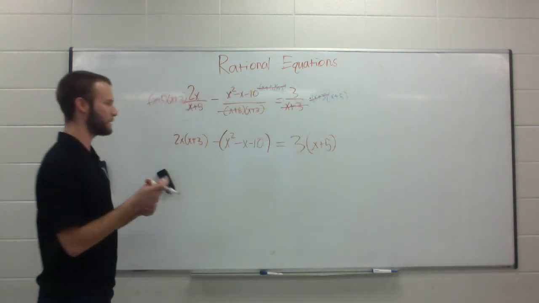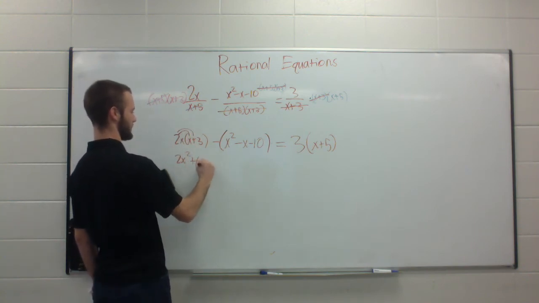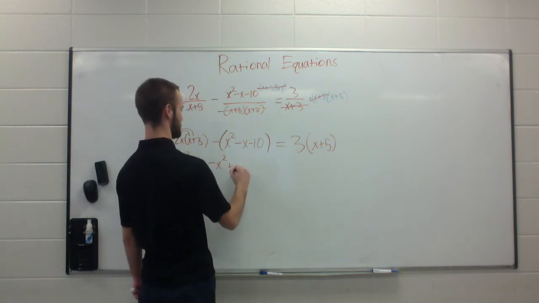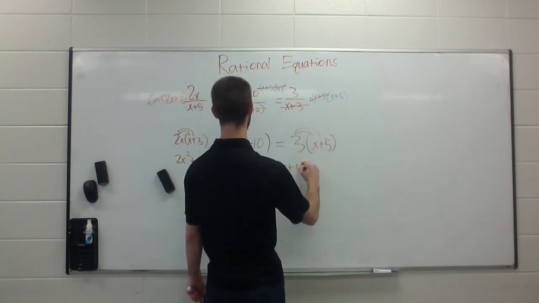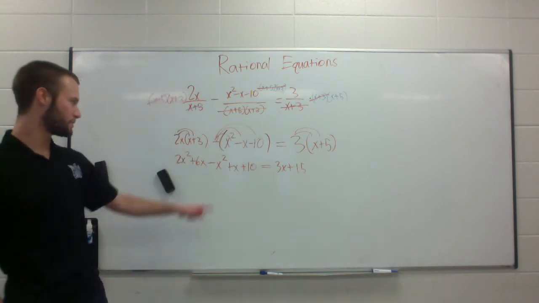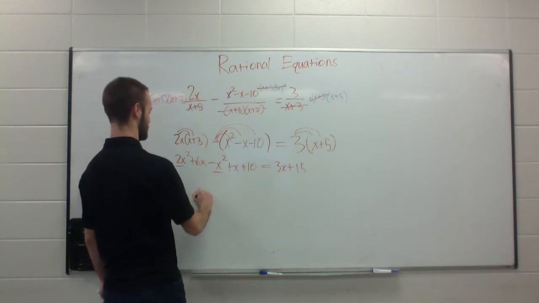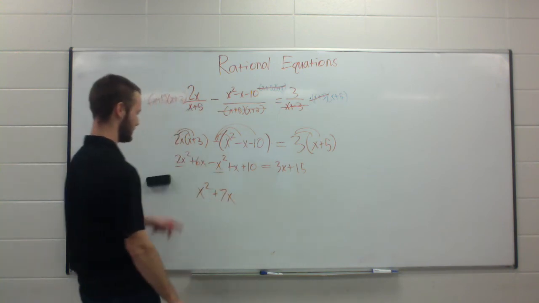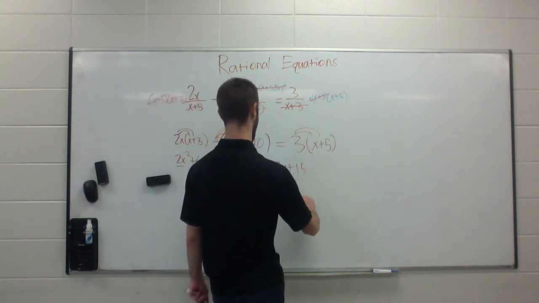So first, I'm going to expand all of this. So this is 2x squared plus 6x. Here I'm going to distribute my negative 1 and get minus x squared plus x plus 10 equals 3x plus 15. Remember, this is a negative 1 that's being distributed to all three terms. So just change the sign. Now I'll combine all the like terms. I have 2x squared minus x squared is 1x squared. 6x plus x is 7x. And plus 10 equals 3x plus 15.